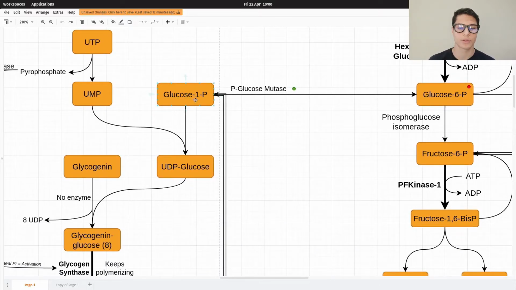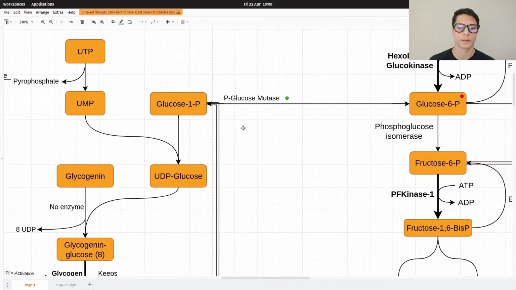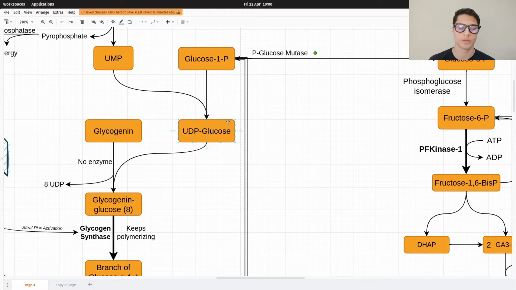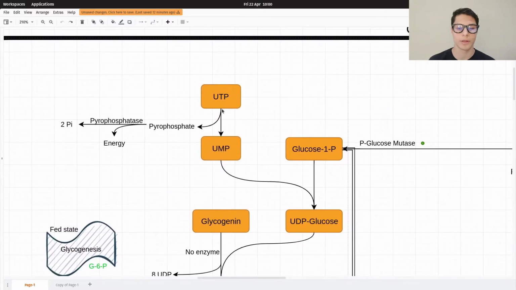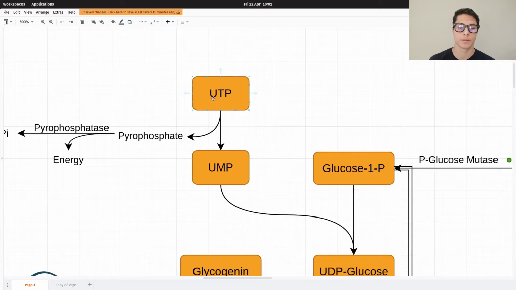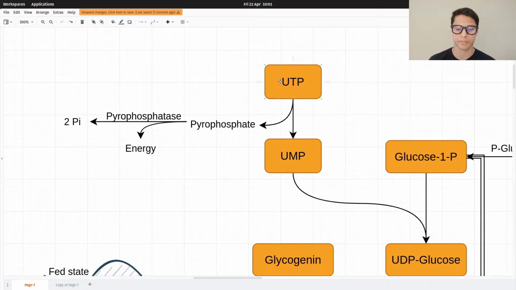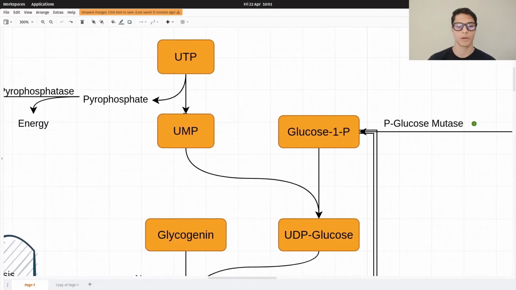Once we have glucose 1-phosphate, you need to convert it into UDP-glucose. How can we do that? Well, we need to start with UTP, which is another form of energy similar to ATP. UTP gets converted into UMP, so it loses 2 phosphate groups in the form of pyrophosphate, and then pyrophosphatase is going to break those down to create energy and 2 phosphate groups. But whatever, we have the UMP.